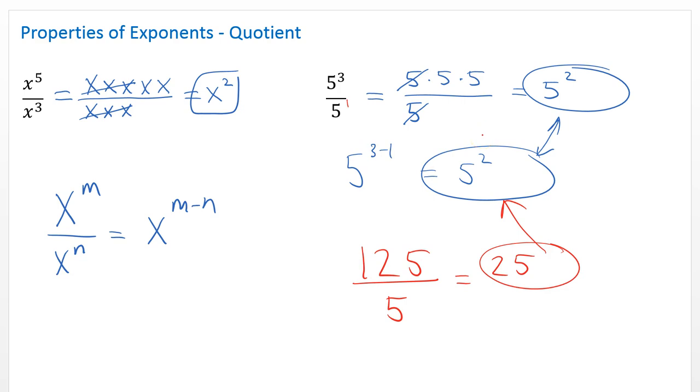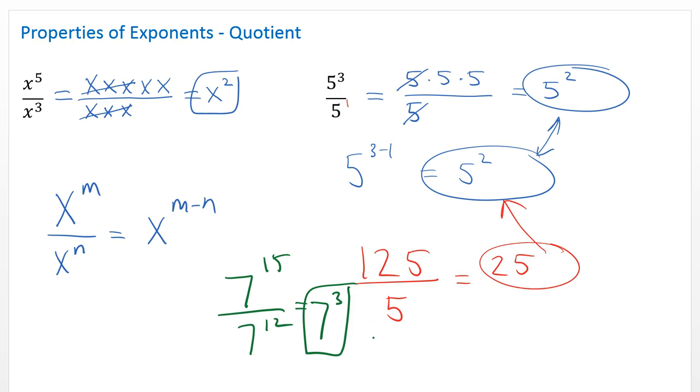A lot of the mistakes I see students making is if you have 7 to the 15th over 7 to the 12th, they cancel those 7s. But you can't do that when those are raised to a power, so be very, very careful about that. To do this problem instead, you would simply subtract those exponents. 15 minus 12 is 3, and that's 7 to the third. And if you wanted to know the numerical value, you multiply 7 times 7 times 7.